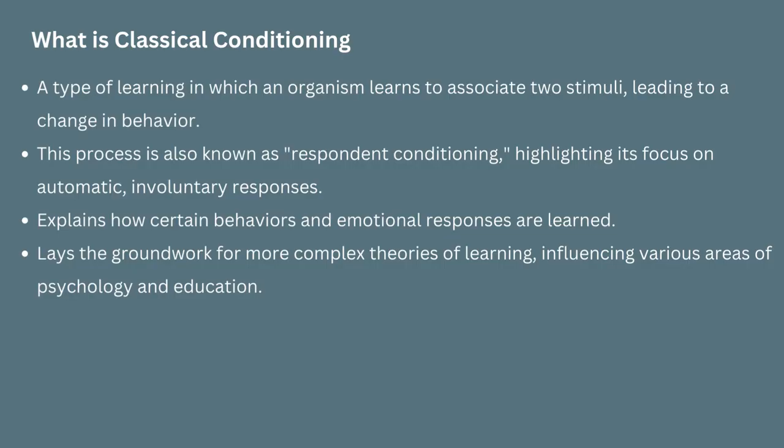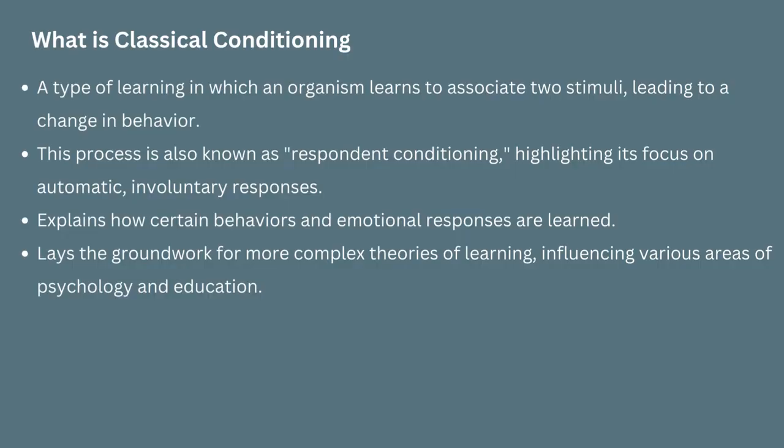For example, a dog salivates at the sound of a bell if it has learned to associate the bell with being fed. This concept laid the groundwork for understanding more complex theories of learning. It shows us how behaviors can be modified through associations and has influenced various psychological theories and practices. Classical conditioning explains how we learn to respond to certain stimuli based on past experiences. This understanding helps us in both psychological research and practical applications, such as education and therapy.